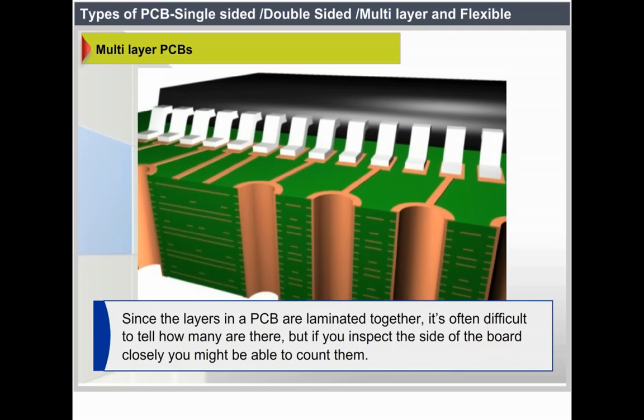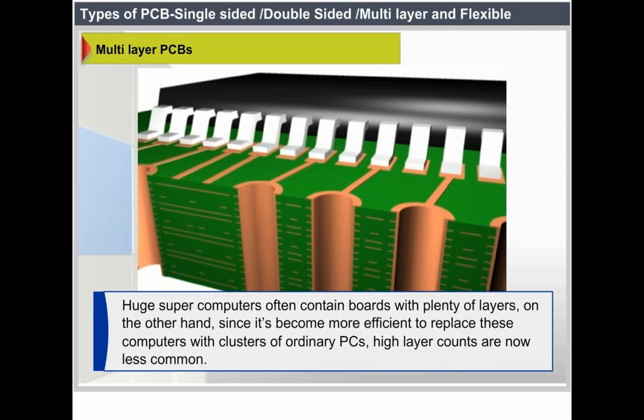Since the layers in a PCB are laminated together, it is often difficult to tell how many there are, but if you inspect the side of the board closely, you might be able to count them. Large supercomputers often contain boards with plenty of layers, but since it's becoming more efficient to replace these computers with a cluster of ordinary PCs, high layer counts are now less common.